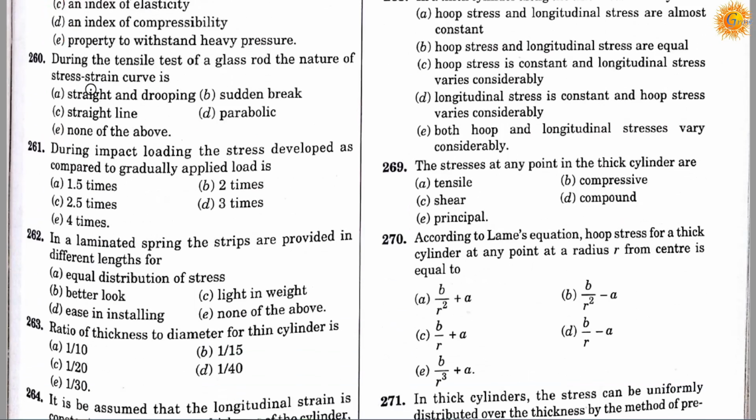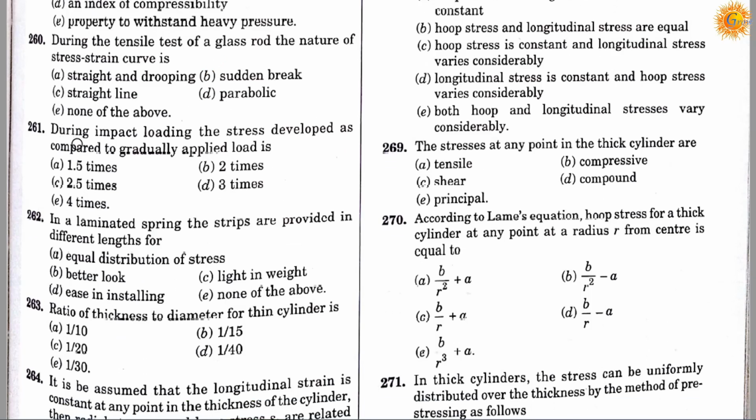Question number 260. During the tensile test of a glass rod, the nature of the stress strain curve is: option A, straight and dropping; option B, a sudden break; option C, a straight line; option D, parabolic; option E, none of the above. Correct answer B, it's a sudden break.